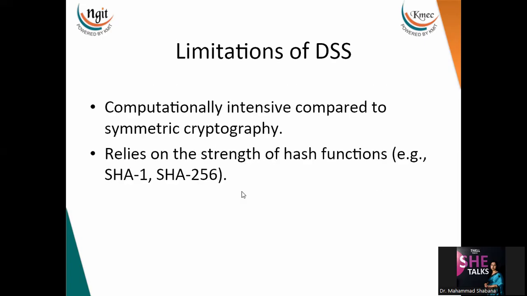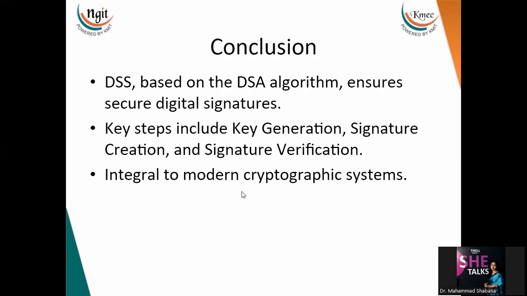So these are the limitations we have. They are computationally intensive compared to symmetric cryptography, and they rely on the strength of hash functions, for example SHA-1 and SHA-256 algorithms. To summarize, DSS is essential for secure digital interactions, ensuring data authenticity and integrity. It is a cornerstone of modern cryptographic systems.